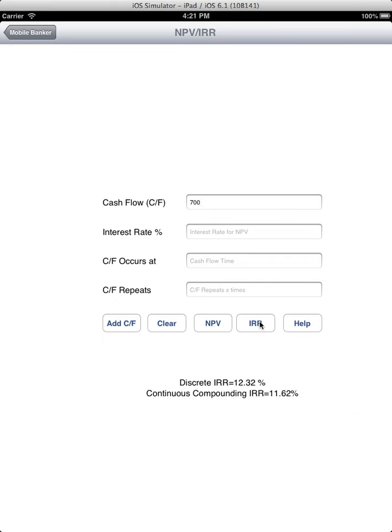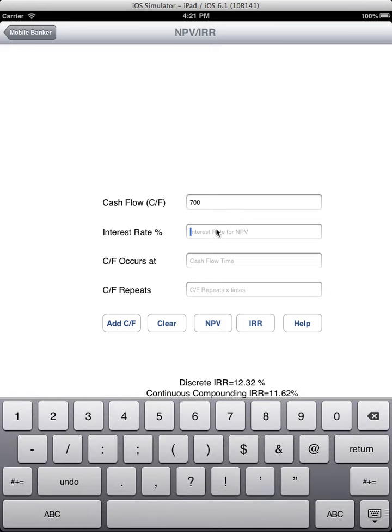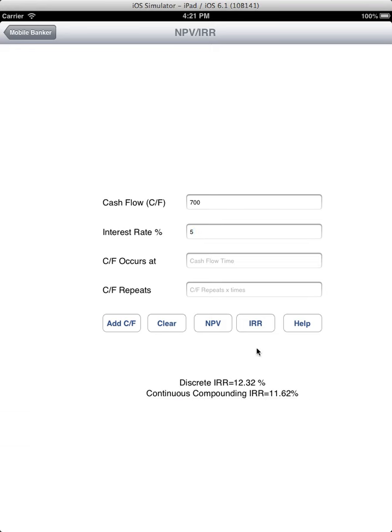And now let us see what the IRR is. So this is IRR for discrete, this is IRR for continuous compounding. Let us see, we want to calculate the NPV at 5% discount. So that gives us the net present value.